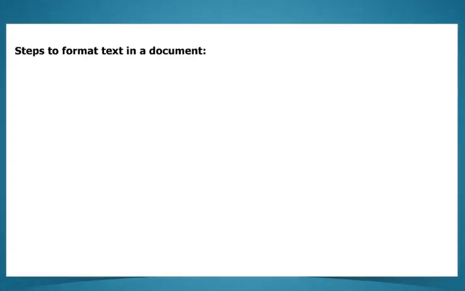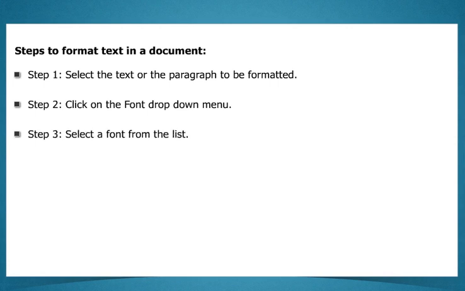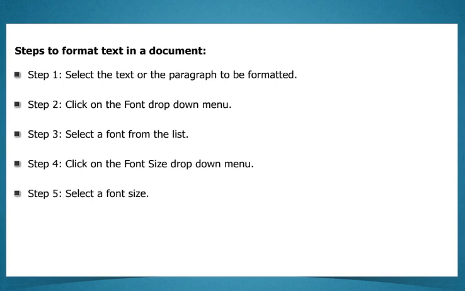To summarize, let's see the steps below to format text in a document. Step 1. Select the text or the paragraph to be formatted. Step 2. Click on the Font drop-down menu. Step 3. Select a font from the list. Step 4. Click on the Font Size drop-down menu. Step 5. Select a font size.